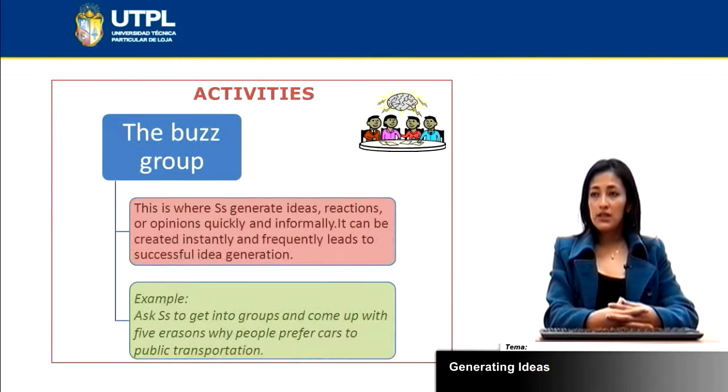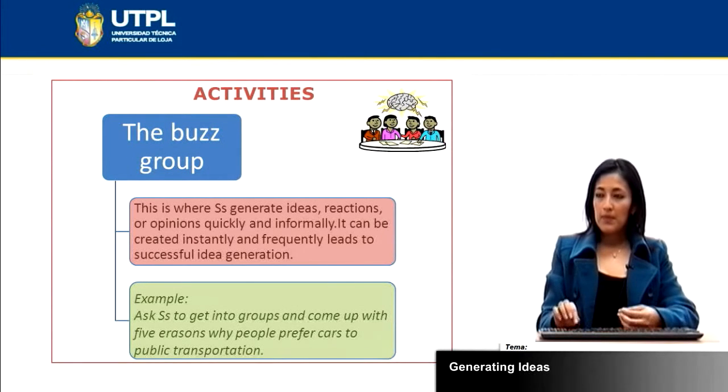First, I'm going to focus on the vast group. In this activity, students generate ideas, reactions, or opinions quickly and informally. It can be created instantly and frequently leads to successful idea generation. So an example can be that the teacher asks students to get into groups and come up with 5 reasons why people prefer cars to public transportation.